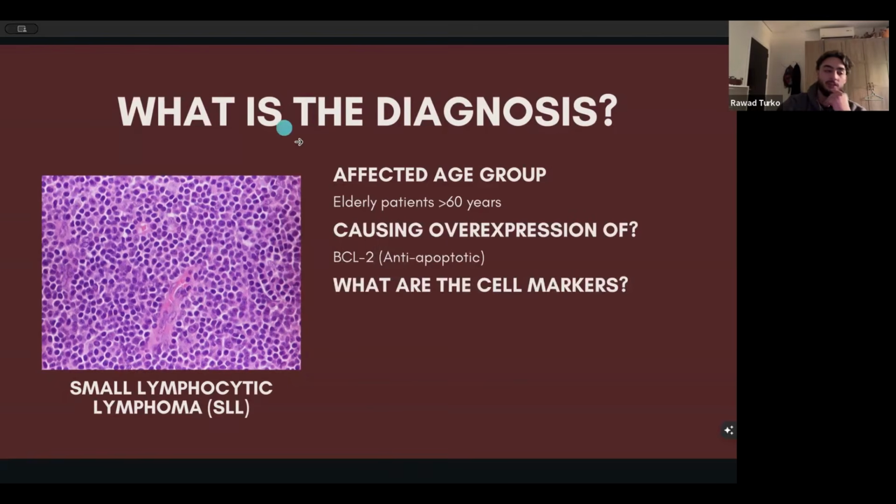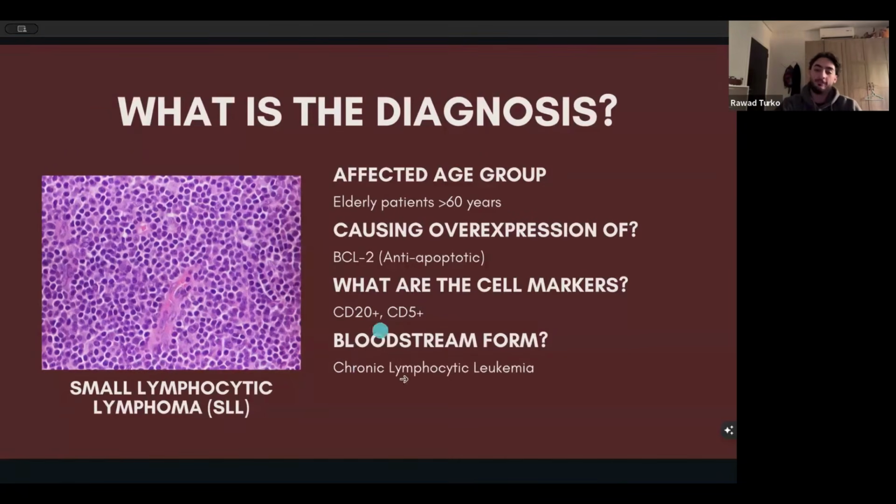Okay. What are the cell markers associated with CLL, SLL? CD20 and CD5. Perfect. So CD20 and CD5 are what you're going to see here. That's how you differentiate it from other kinds of lymphoma, like follicular lymphoma or diffuse large B-cell lymphoma. Okay, it's going to be CD5 positive. Now, once these mutated cells enter the bloodstream, what is it called? We already said chronic lymphocytic leukemia.